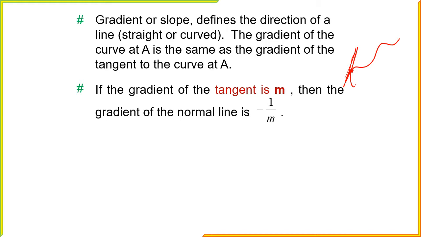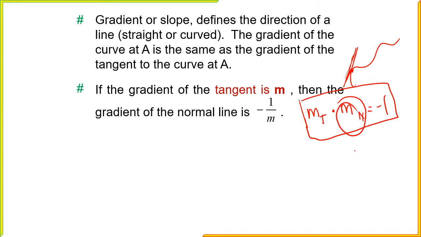This is like the thing that I said earlier. Let's say m of the tangent multiplied with m of the normal should be equal to negative 1. This property is the one that we use to find the gradient of the normal. So the gradient of the normal is equal to negative 1 over the gradient of the tangent. That's why if the gradient of the tangent equals m, then the gradient of the normal will be negative 1 over m.